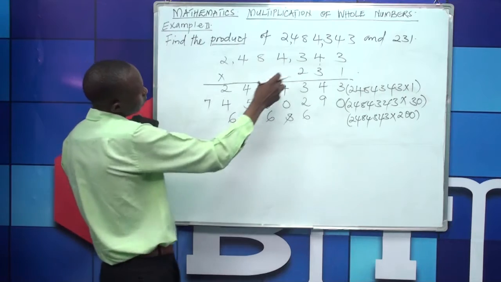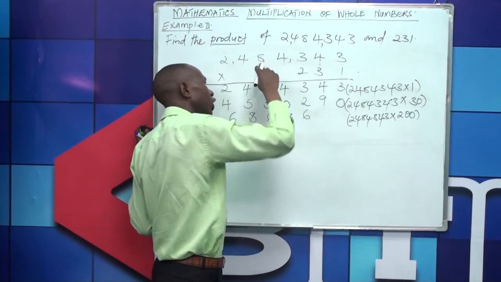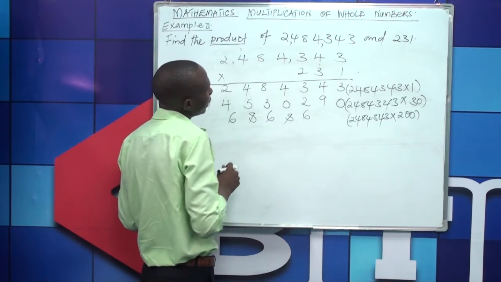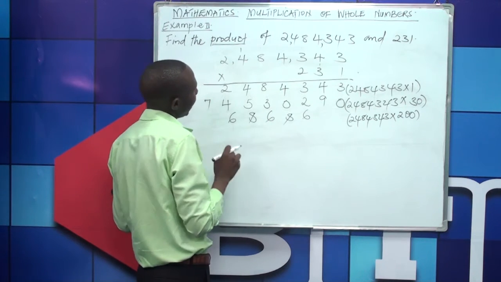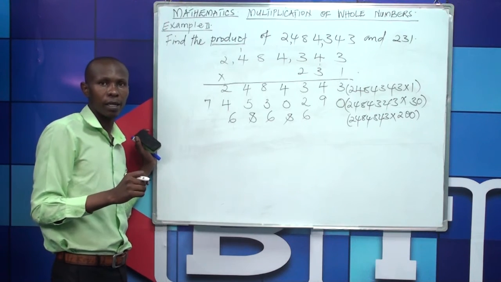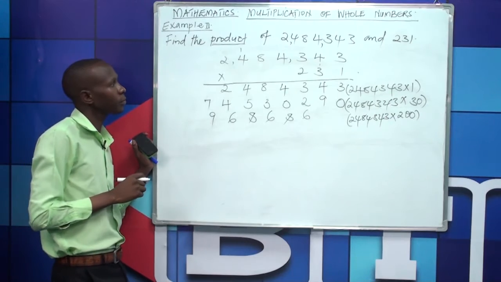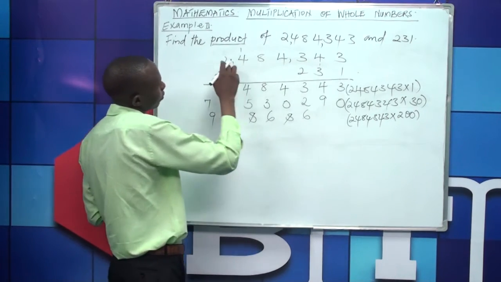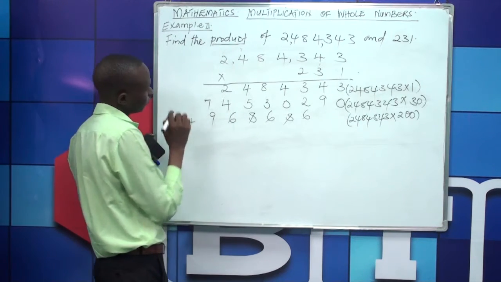So I will say 2 times 8, which will give us 16. 16, I will have to write 6. I regroup 1 here. And I will say 2 times 4. That's 8. 8 plus 1, that will be 9. So I'll come and write here my 9. Remember, I have not finished all the digits. So we shall have to come for 2 times 2, which will give us 4. 4 will be written here.